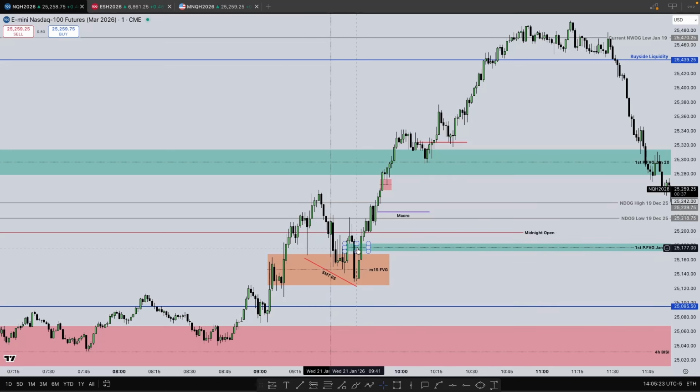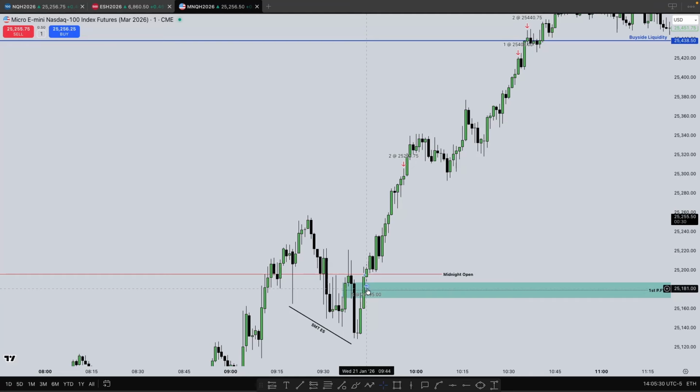But in this case, what I had to do was enter after we close above the first presented FVG, as you can see just right there. When this candle closed above the first presented FVG, I had my trade. The reason being that we had an SMT forming with ES, and that gave me more reasons why price should go higher.